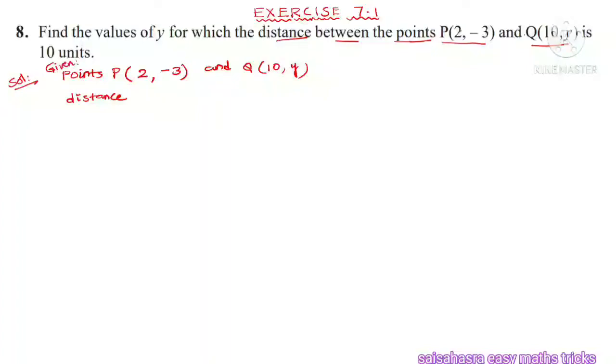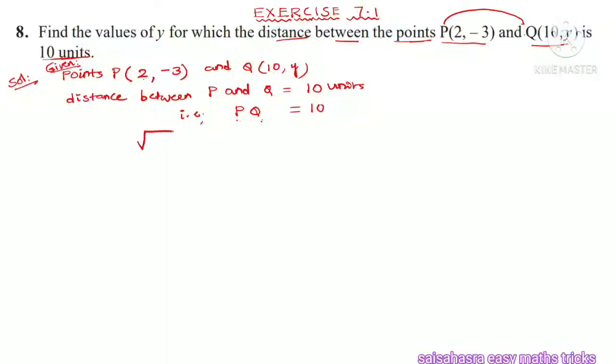We are writing: distance between P and Q is equal to how many units? 10 units. So the distance between point P and point Q is 10 units. That is, we can write PQ equals 10 units. PQ means the distance between point P and point Q. So the distance between 2 points formula is there with us.